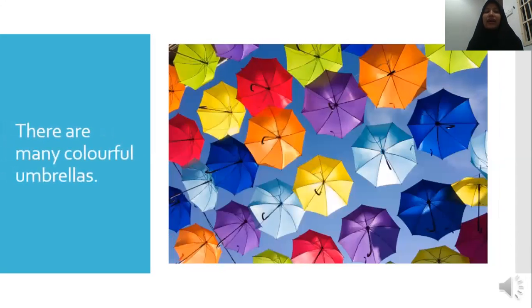Next, there are many colorful umbrellas. Students, you can see that in front of you on the screen, there are so many umbrellas, right? So, it is plural. And what you have to do? Use there are. There are many colorful umbrellas. Correct. If you use there are in this case, then it is correct. Congratulations.